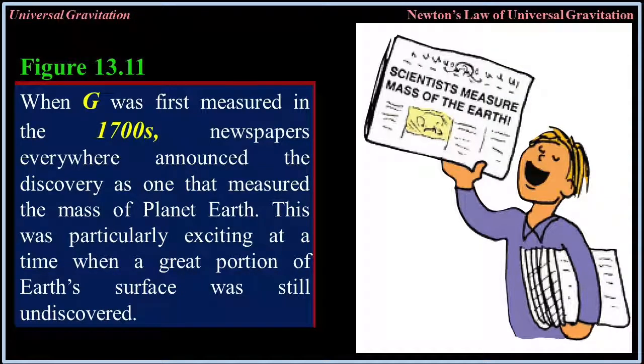Figure 13.11, when G was first measured in the 1700s, newspapers everywhere announced the discovery as one that measured the mass of planet Earth. This was particularly exciting at a time when a great portion of Earth's surface was still undiscovered.